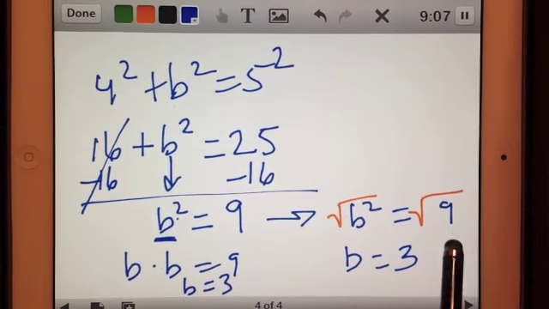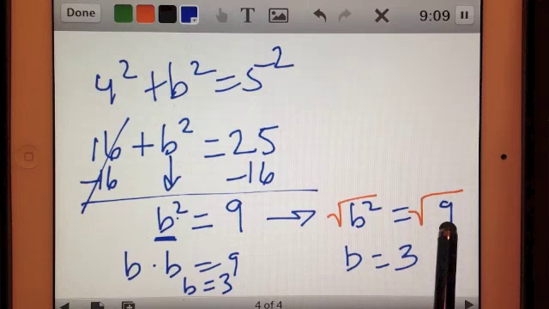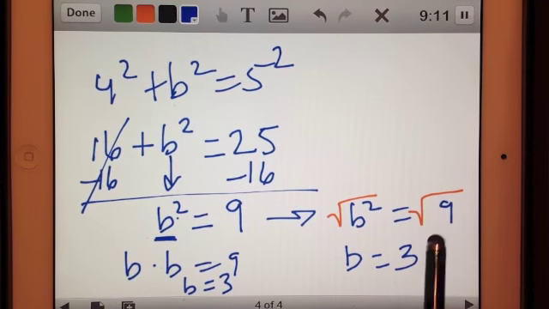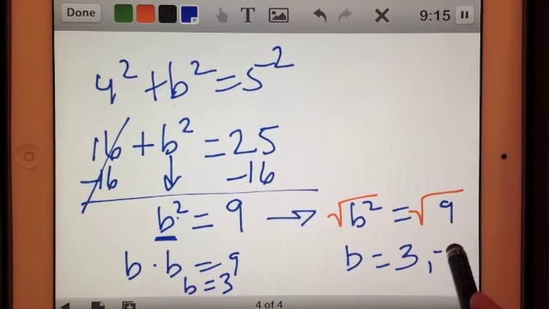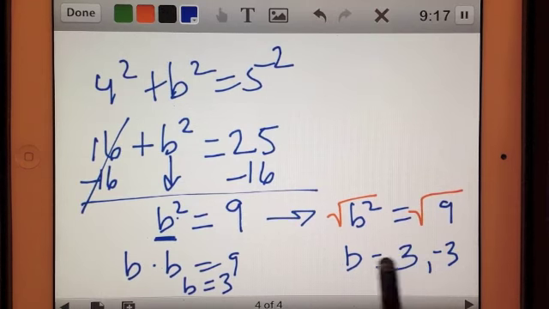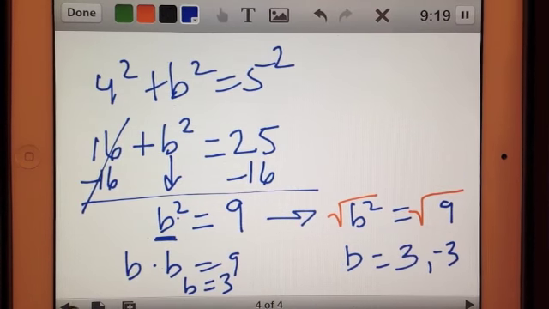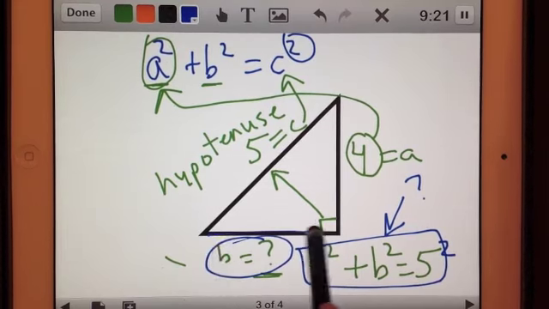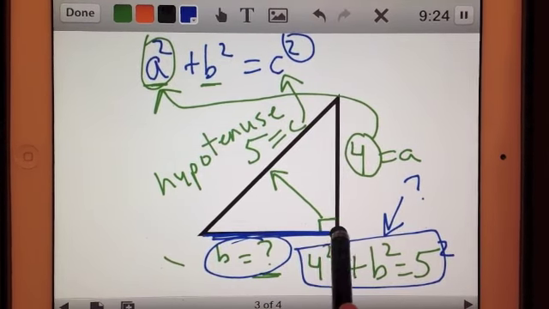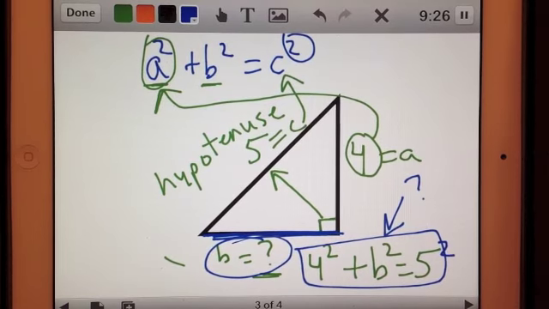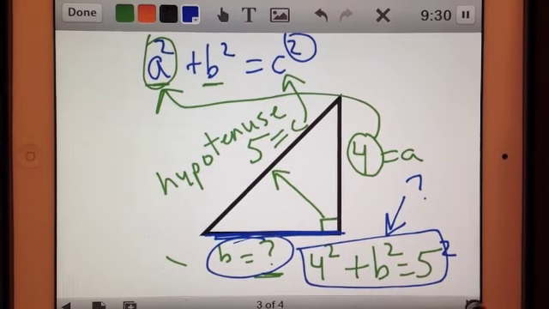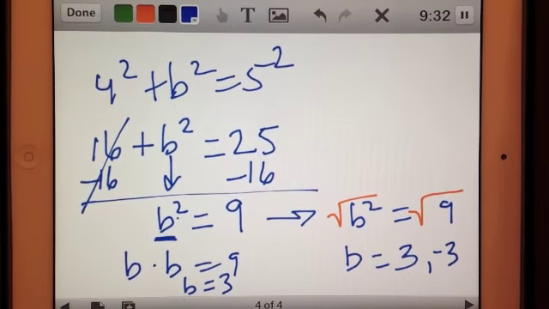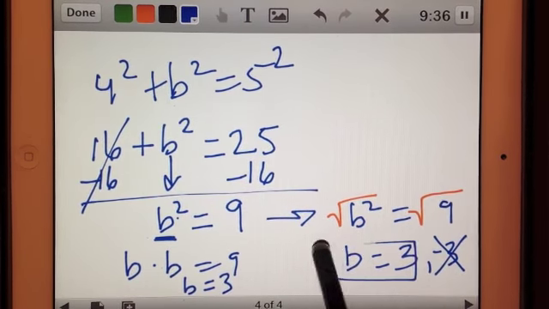Now, technically, there are two answers to this. 3 times 3 equals 9, and so does negative 3 times negative 3. That equals 9 as well. I could say that I have two answers. B equals either 3 or negative 3. But since I'm talking about lengths of a side of a triangle, it's impossible to have negative 3 centimeters, for example. It would have to be positive 3. So just by the context of the problem, I have eliminated one of those answers, and now I have ended up with B equals 3.